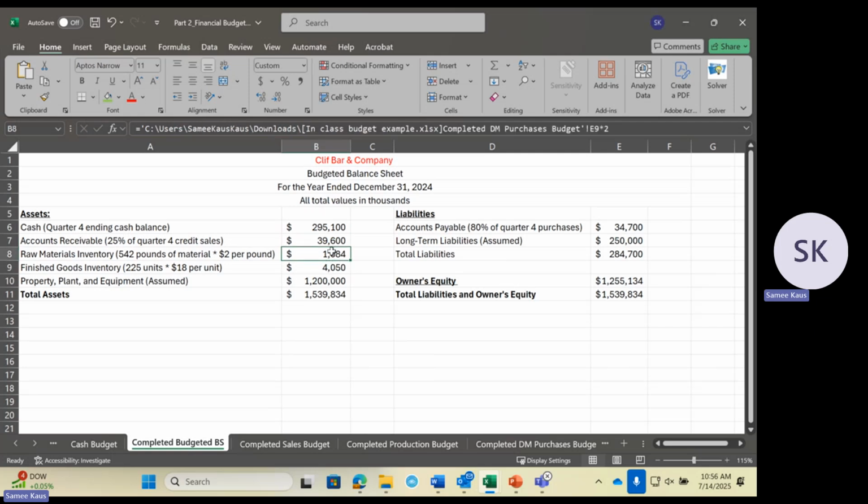My raw materials inventory is, how many pounds of materials do I have? How much did I pay for them? They sit in an inventory account because I haven't expensed them as cost of goods sold, and that's an asset to me until I go through that process. My finished goods inventory is the exact same idea, and then I have my property, plant, and equipment. I have what I owe people, my total owner's equity, and then my total liabilities and owner's equity, which is equal to my total assets.